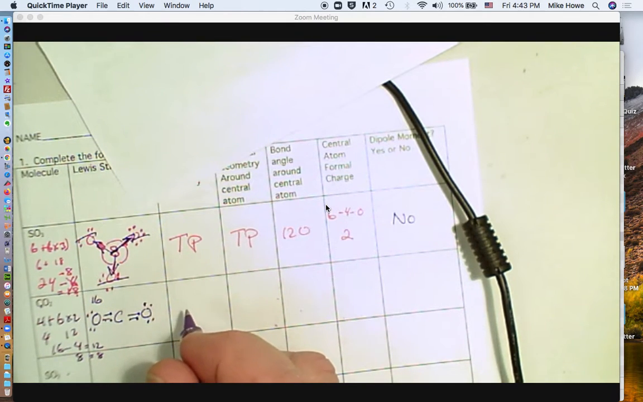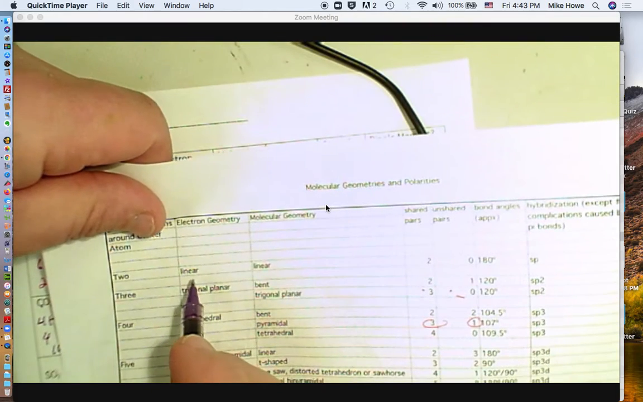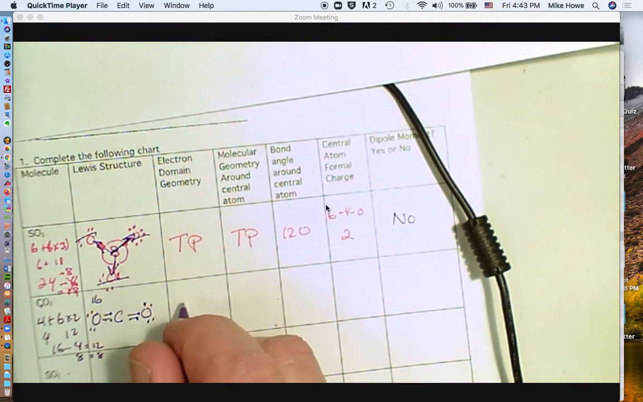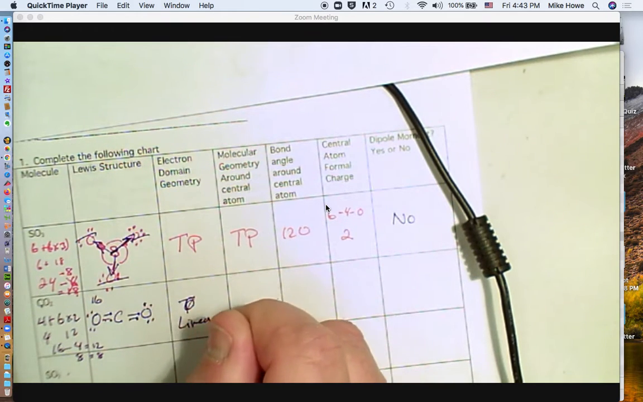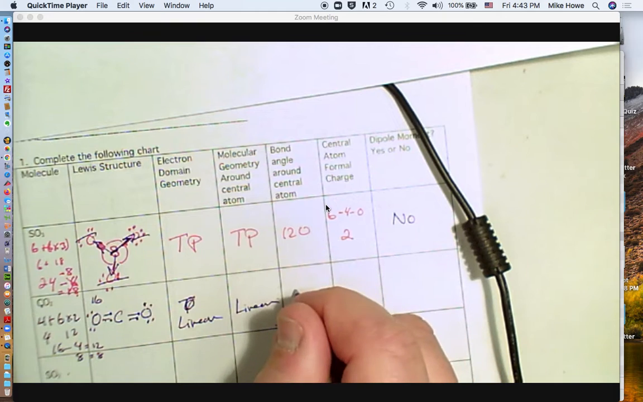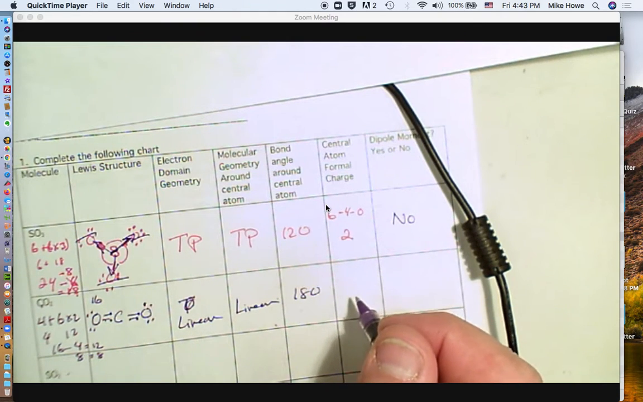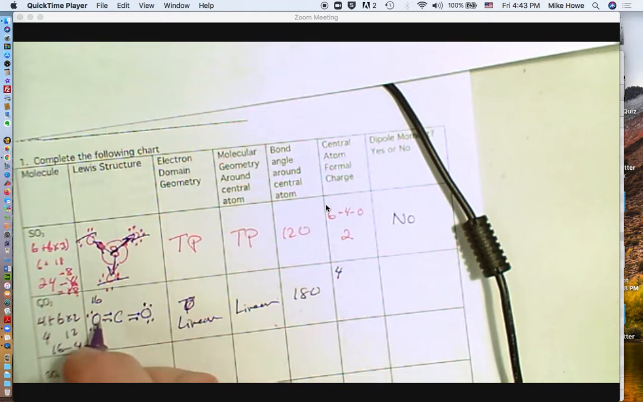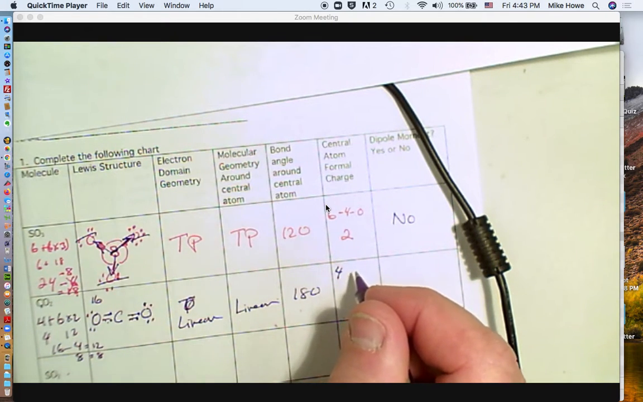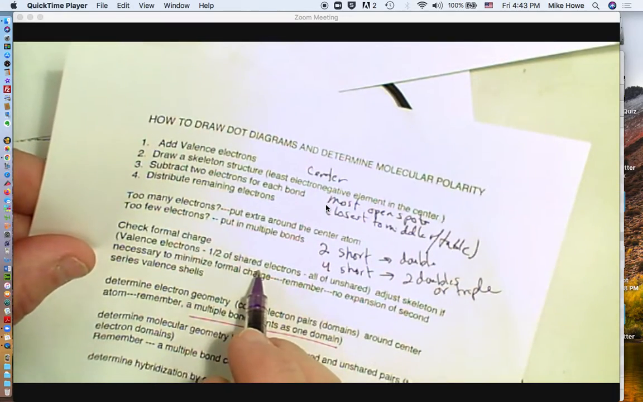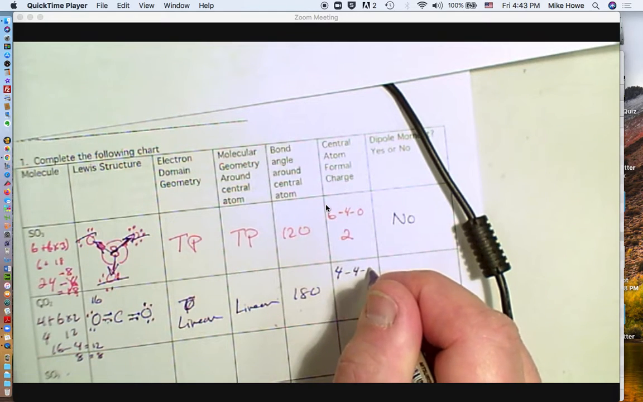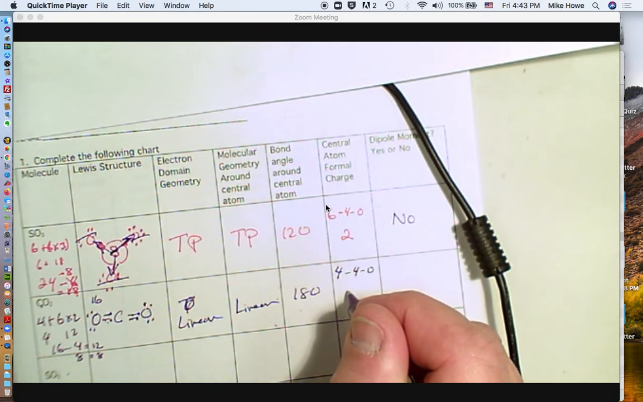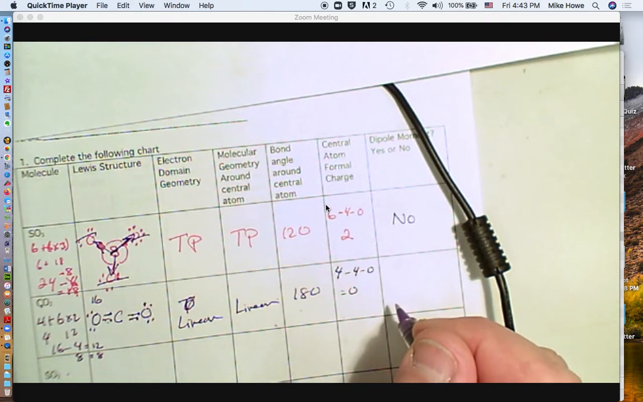So now there are 2 domains. If there are 2 domains, linear and linear, both molecular and electron geometry. Bond angle for a straight line, 180. Center atom formal charge. You've got 4 valence electrons for carbon. There are 2, 4, 6, 8 shared electrons around it, but half of that, remember the formula, half the shared electrons, minus all the unshared. Half of 8 is 4, but there aren't any unshared, so we get 4 minus 0 equals 0.